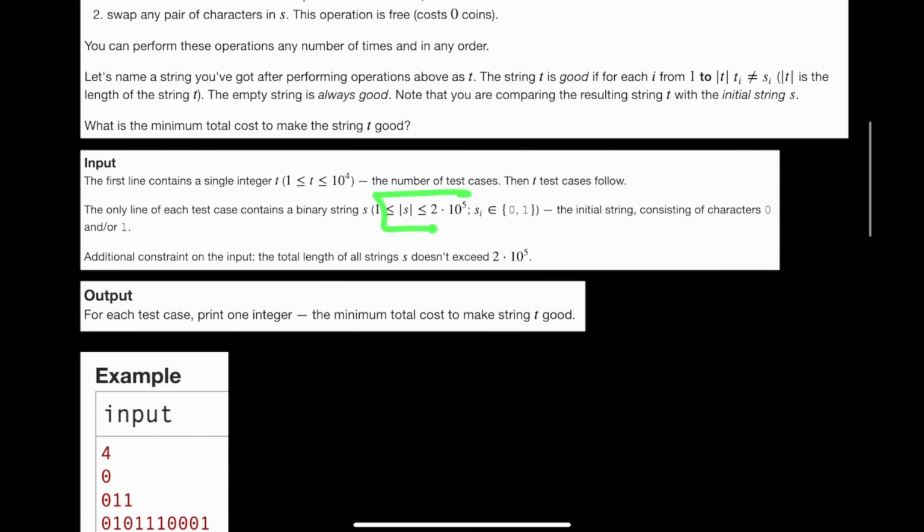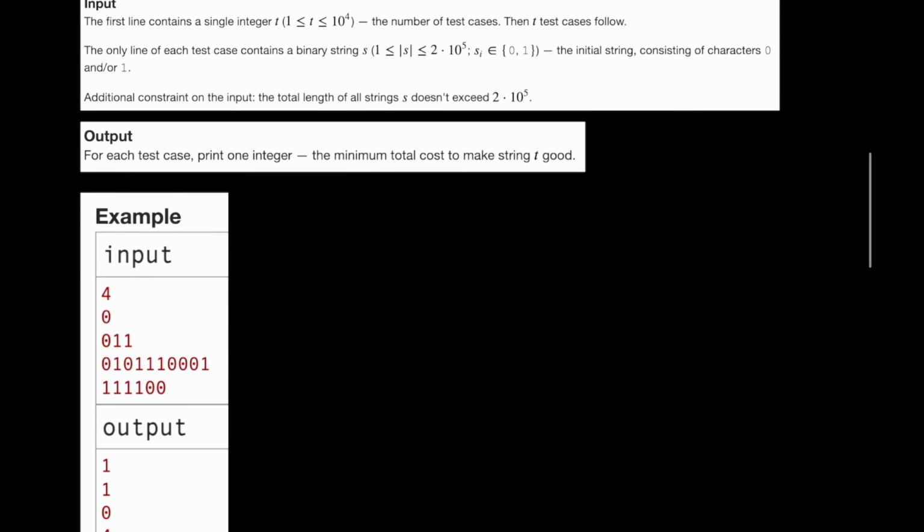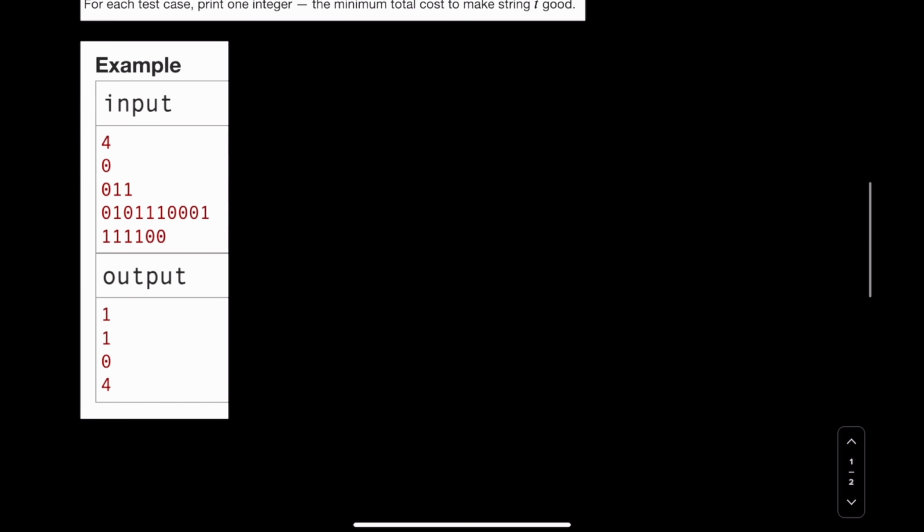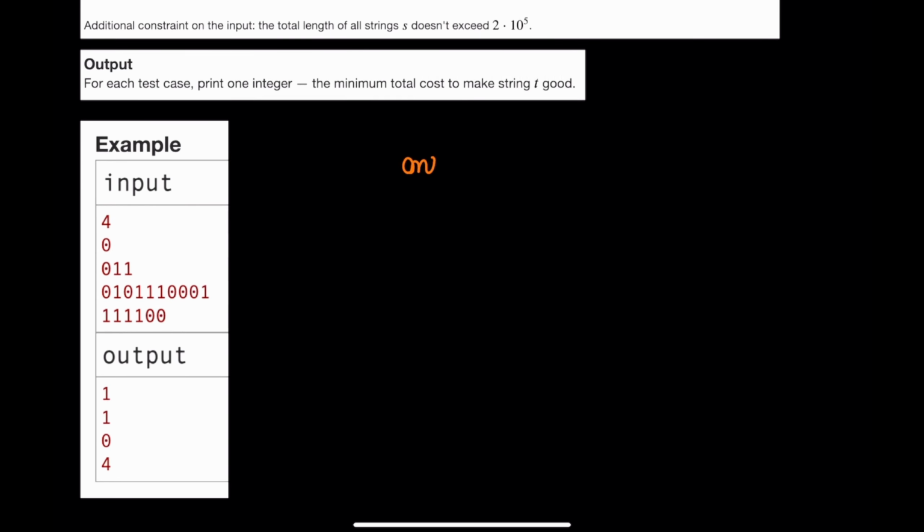We will be given a string s. So for each test case, we need to print one integer, that is the minimum total cost to make the string t good. Now, since it's given that the empty string is always good, the maximum possible answer is the length of the string, where we delete all the characters and give an empty string as the answer.